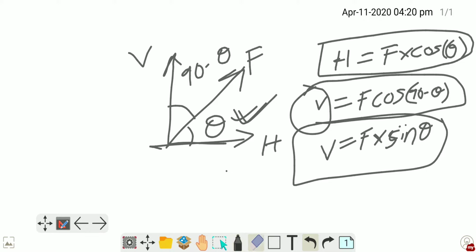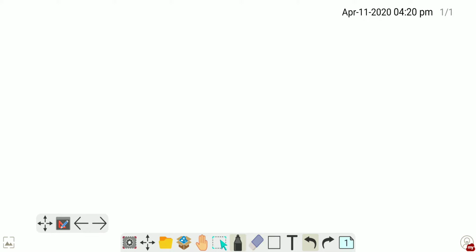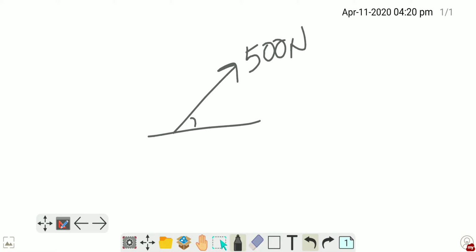Let us take an example. Suppose a force of 500 newtons is acting on a body at an angle of 30 degrees. We have to calculate the vertical component, which is helping the force to be applied in the vertical direction, and the horizontal component, which is helping the force to be applied in the horizontal direction. So we will find them both here.